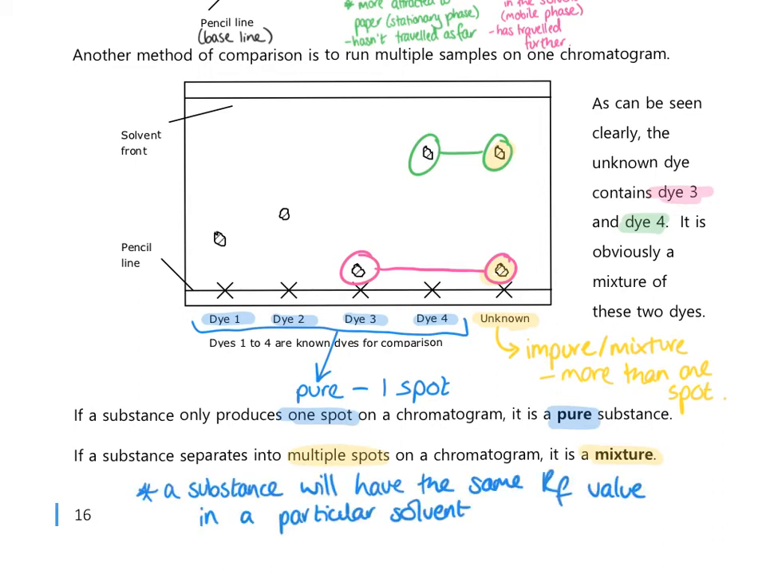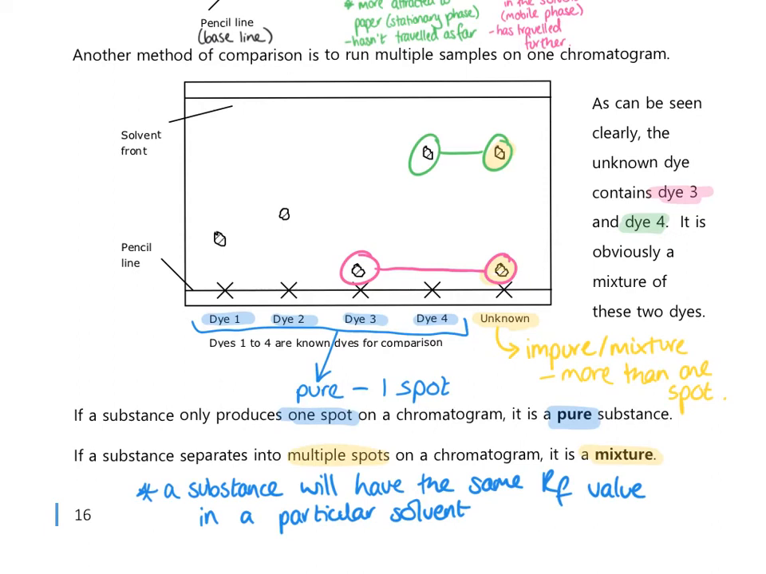So in that way, if we are trying to identify what the substance is, we can run a chromatogram, calculate the RF value and compare it to a database of known RF values. If that RF value has been measured before and has been recorded on a database, then we can actually work out what the substance is, as long as we know the particular solvent and we know the RF value.